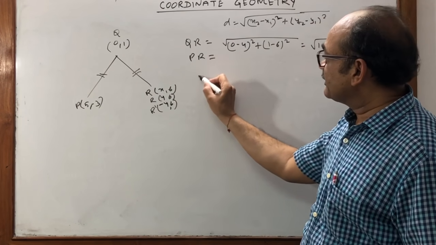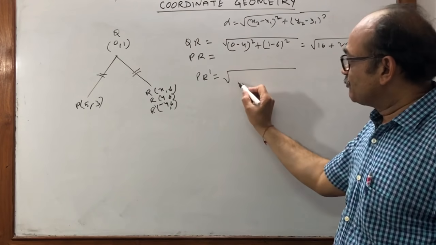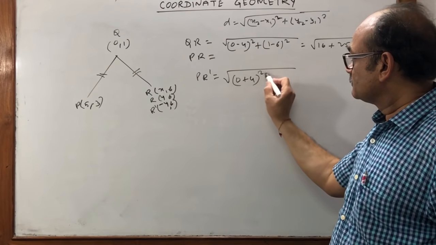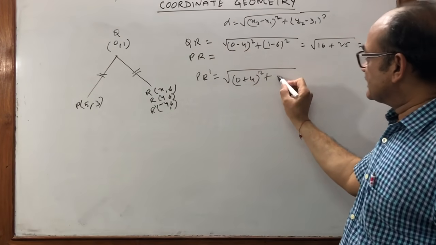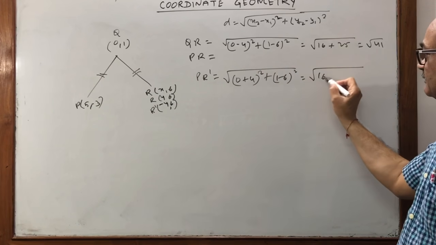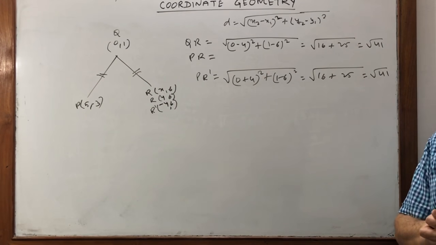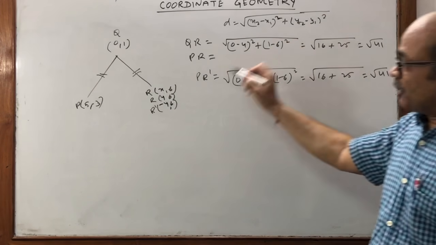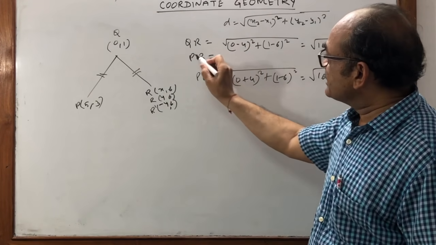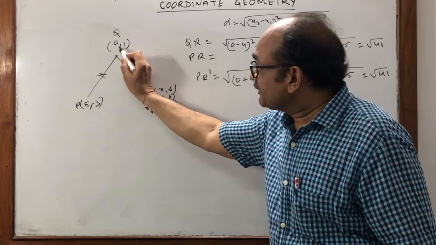So now we have to calculate QR dash: 0 plus 4 and 1 minus 6. What are we getting? 16 plus 25, root 41. Same. Now we have the answer for QR, and we want to calculate PR.